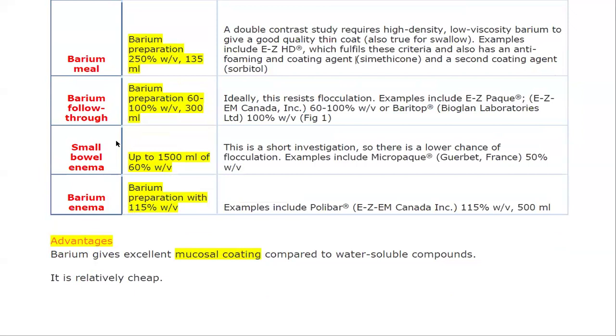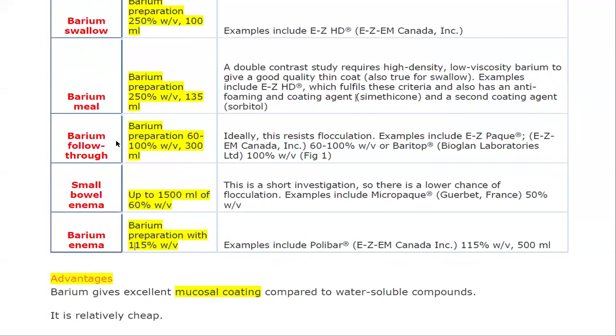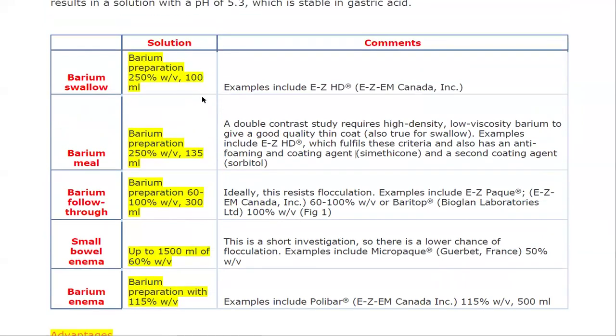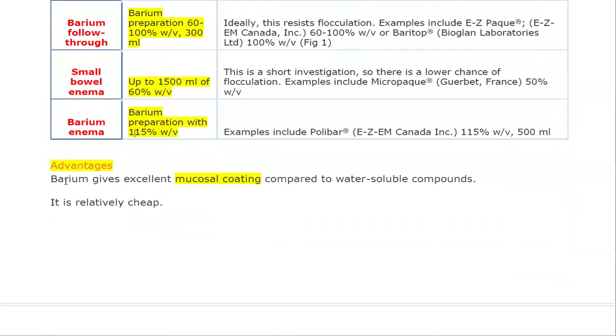This is to memorize. It's very important because, as you will see with me, in a sample of the questions, it will show how this comes up in the questions and how to deal with them. It depends on how you memorize this and know the specific indication for each one. The advantage of barium in general is an excellent mucosal coating compared with water-soluble contrast, so it will give you more details about the mucosal pattern.